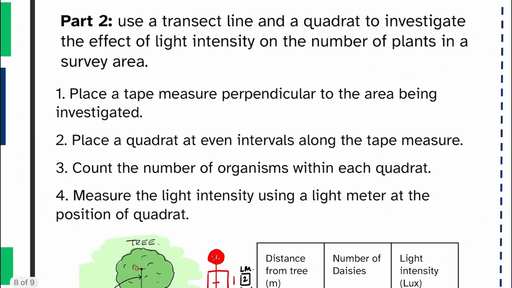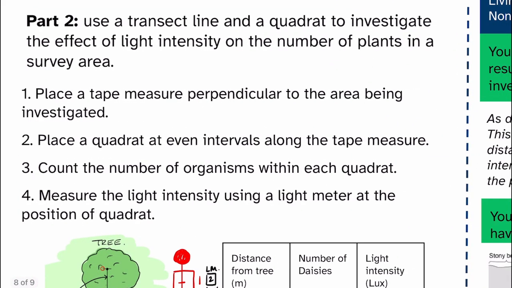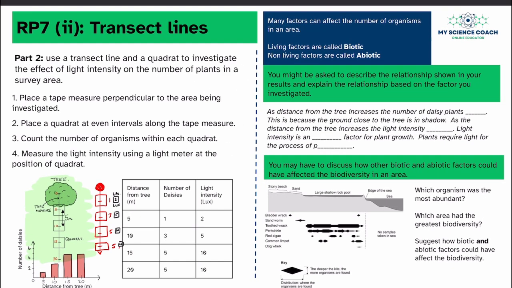So here is the method. Place the tape measure perpendicular to the area being investigated. Place a quadrat at even intervals along that tape measure. You tell the examiner what you want it to be. It doesn't matter as long as they're even intervals. Count the number of organisms within each quadrat. Measure the light intensity using a light meter at the position of the quadrat. That is it. That is transects. It's dead straightforward.